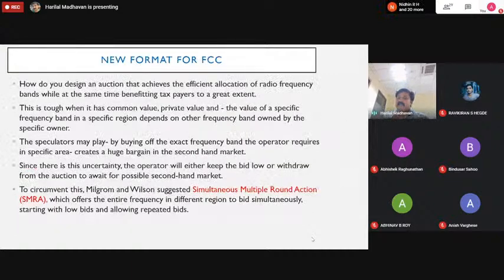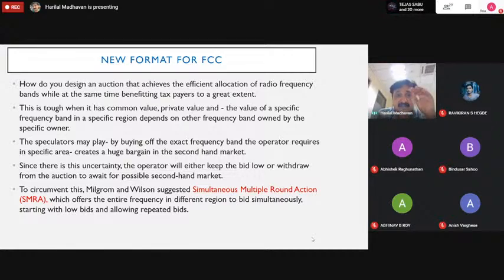And so the FCC has actually thought about an auction format, and they approached the Nobel laureates. They thought about how to design an auction that achieves the efficient allocation of radio frequency bands, while at the same time benefiting the taxpayers. So how do you produce something efficient for both the sellers and the taxpayers? They wanted something like that, so the FCC approached them for an auction format.